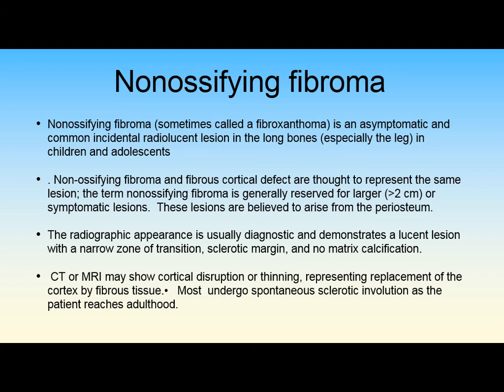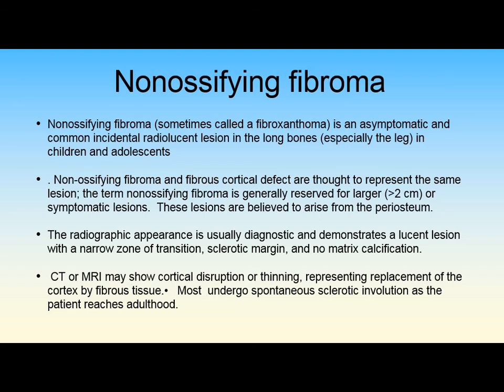Non-ossifying fibroma and fibrous cortical defect are thought to represent the same lesion, and the term non-ossifying fibroma is generally used when the lesion is more than 2 cm and when the lesion is symptomatic. These lesions are believed to arise from the periosteum.